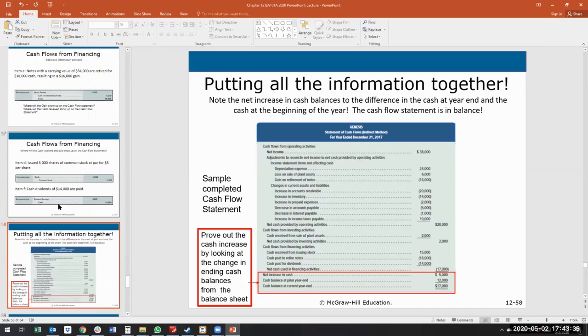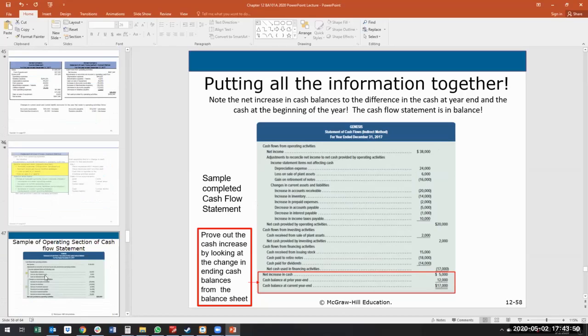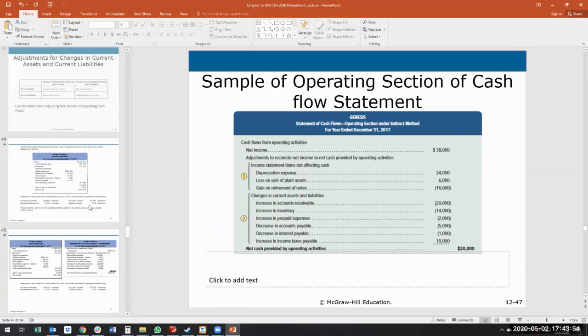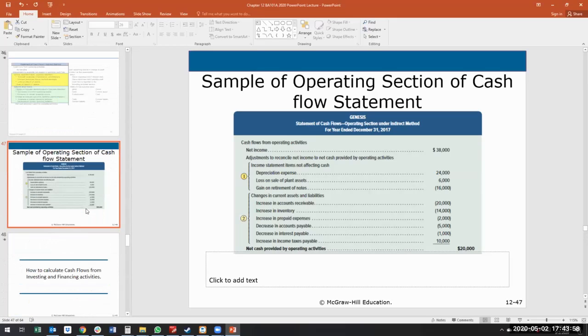Each one of these pieces goes over in detail on this final slide, slide 58. So what I'd recommend when you're studying is go to slide 58 and try to understand where all of these numbers came from. And we've gone through all of them. So net income, $38,000. This is the information we received. I think it goes all the way back to this slide. So it's from 47 down.